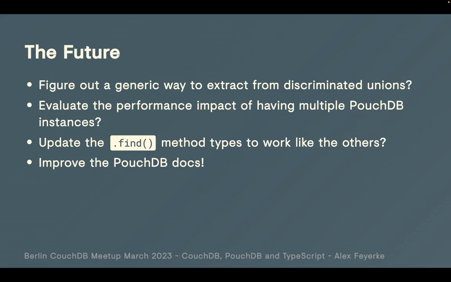how could this be better? Well, of course, we could try and figure out a generic way to extract from discriminated unions. That seems to be more in TypeScript land than in Pouch land. We could evaluate the performance impact of having multiple PouchDB instances. How bad is this actually? I don't know. Maybe somebody knows. Someone could update the find method type so it works like the others in core, and of course the PouchDB docs in general could be improved. That would make the experience a lot more streamlined.